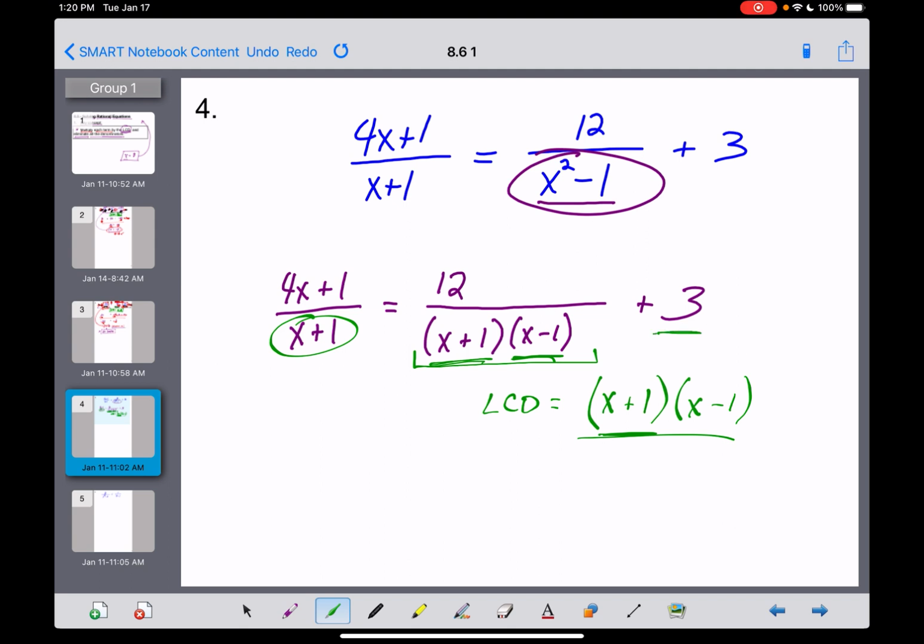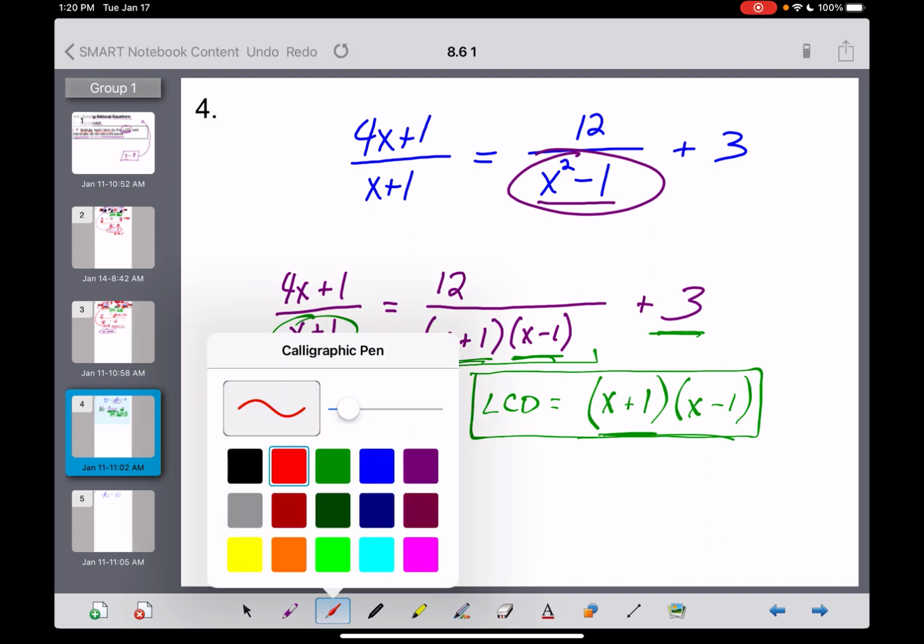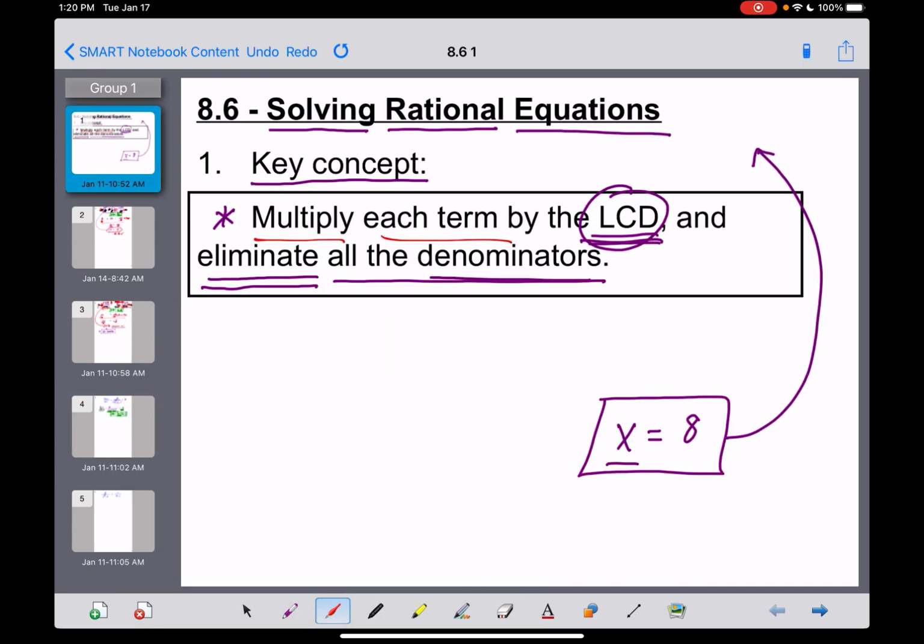And there really is no denominator from the third term to worry about, just a 1, so this is our LCD, everybody, x plus 1 over x minus 1. And if we go back to our key concept from right at the beginning of the notes, we are now going to multiply every term in the equation by the LCD.